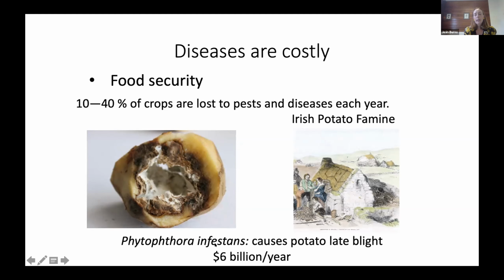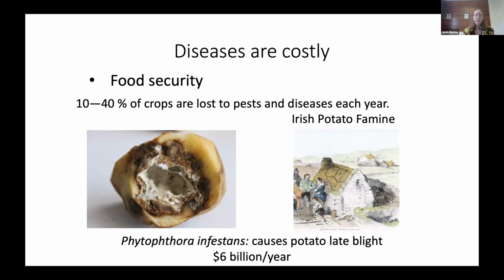This pathogen is native to South America, and when it was introduced in the 1800s to Europe, it caused the Irish potato famine. Over 1 million people died as a result of this single pathogen introduction, and 1 million more were displaced or migrated to other parts of the world. And the pathogen persists to this day. It costs around $6 billion a year globally, so it is terribly damaging.